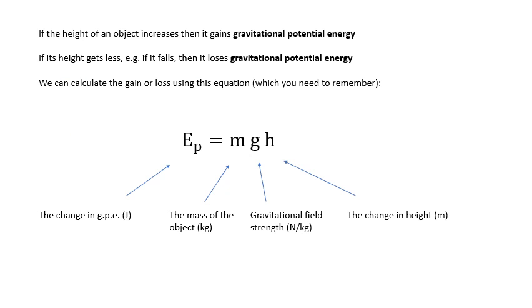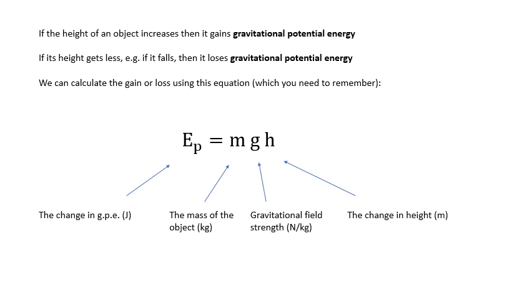Next, now gravitational potential energy. If the height of an object gets bigger, if you lift something up, then it gains gravitational potential energy. If an object falls or goes down, then it loses gravitational potential energy. So an object will either gain or lose gravitational potential energy. We don't say how much GPE it has. We calculate how much it gains or how much it loses.